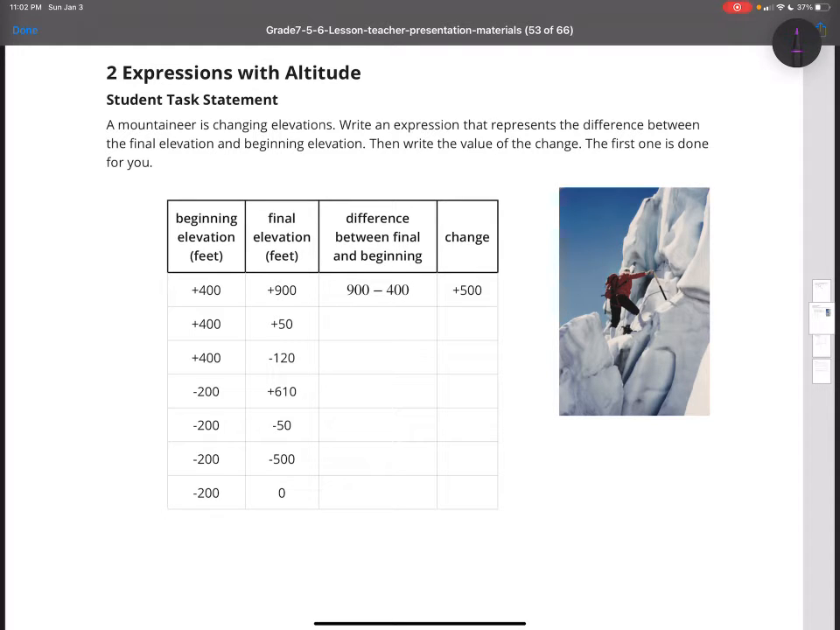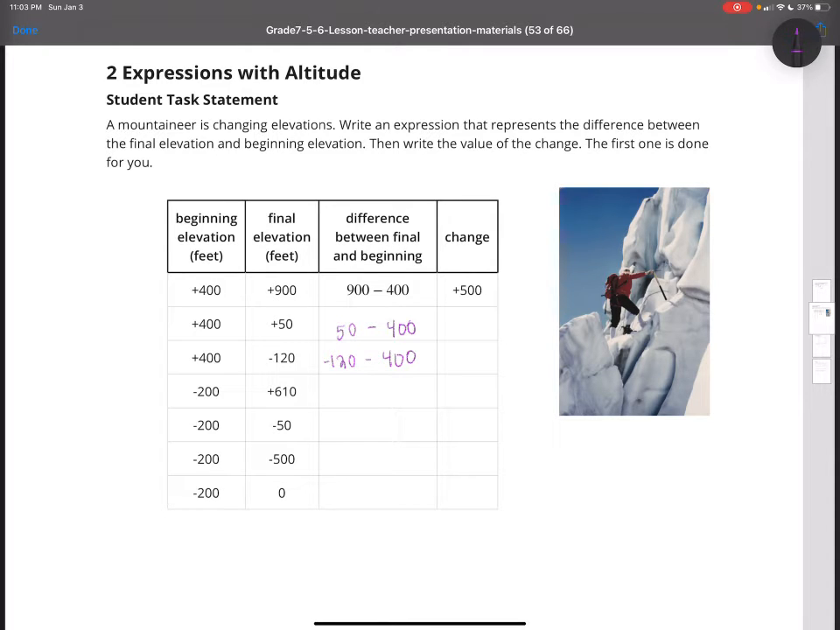Okay, so we're using subtraction to write the difference, and then we're going to find the change. So let's focus on answering the third column. They want us to use the difference between the final and the beginning. So this one would be 50 minus 400. They're both positive. The second one will be negative 150 minus 400.